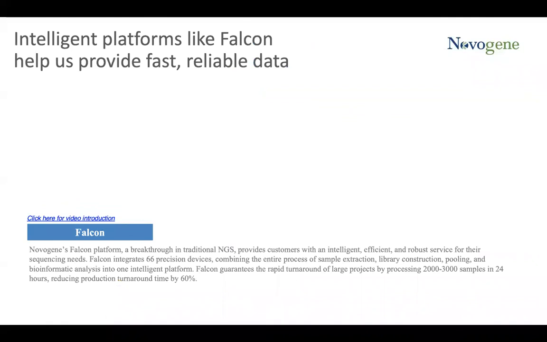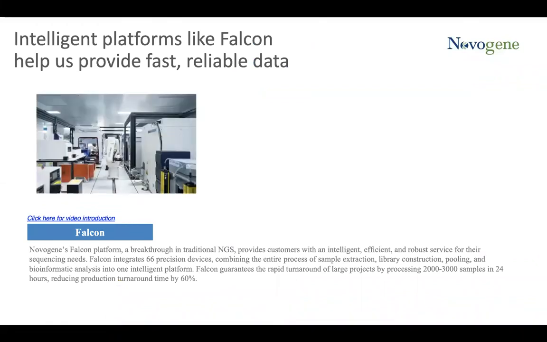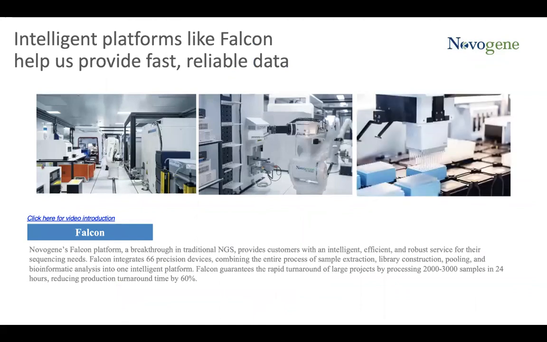And I'm very proud to say that Novogene has announced Falcon, this fully automatic intelligent platform that could integrate all pre-sequencing processes from extraction to library quality control. In this way, Falcon greatly shortened the project turnaround time by processing 2,000 to 3,000 samples in just 24 hours, which could lead to a 60% decrease of production time.